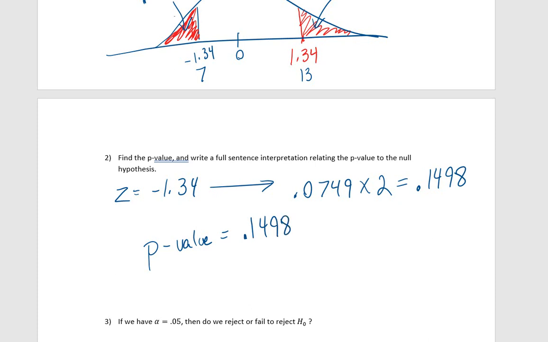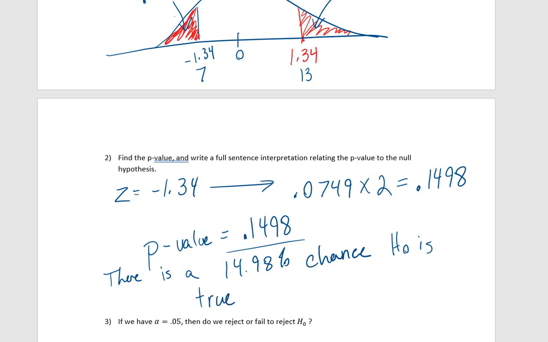So the way that we would write an interpretation of this, given the null hypothesis, is there is a 14.98% chance of seeing this result if H0 is true, given what we saw.